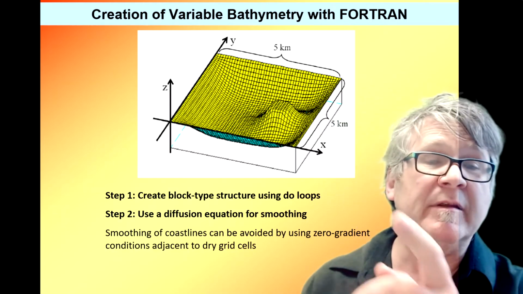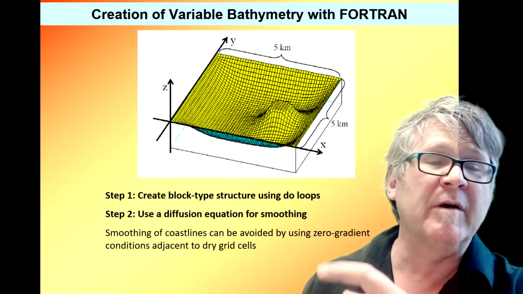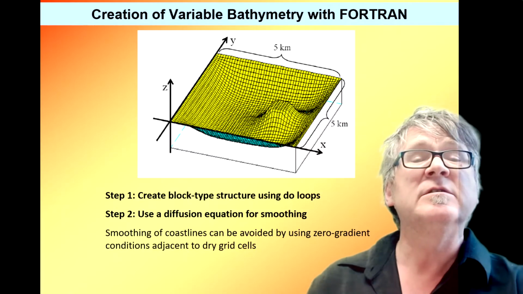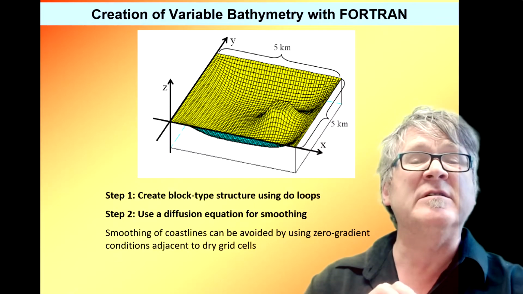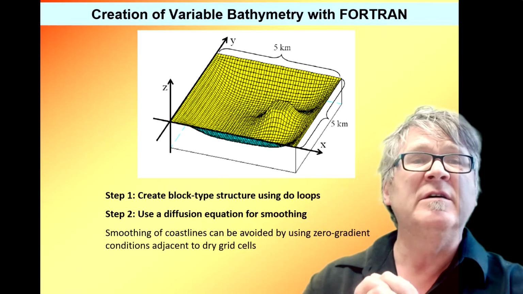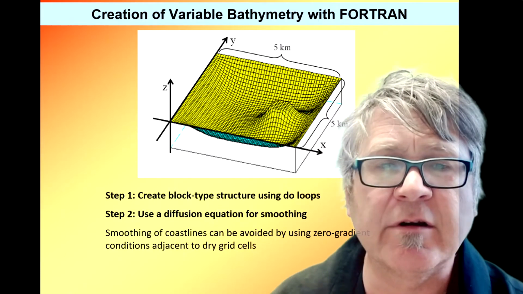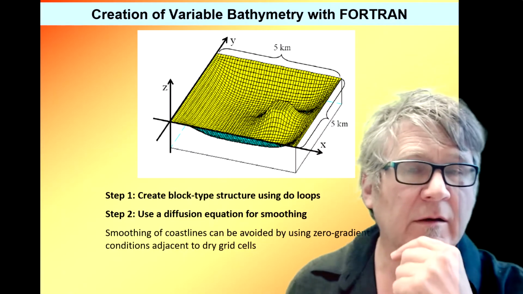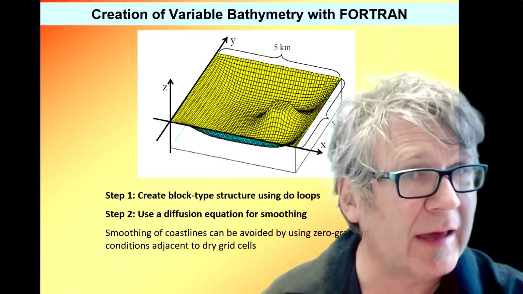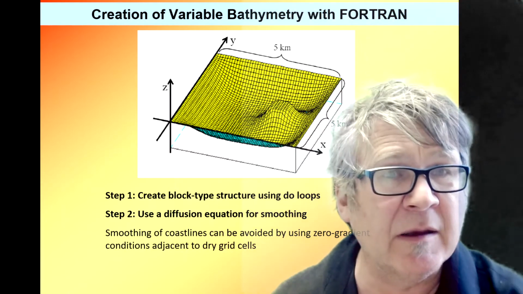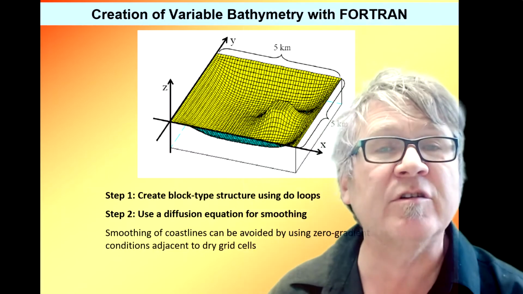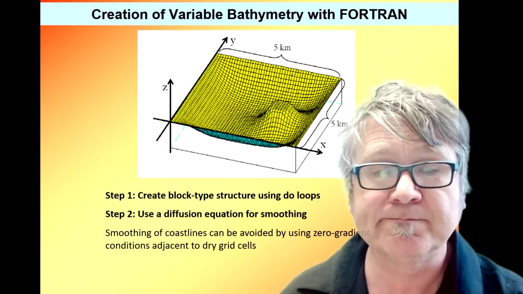So if you have 50 by 50 grid cells, how much is that? 2,500 grid points. You could do it manually and type numbers into an Excel spreadsheet or so, but it would take a very long time.